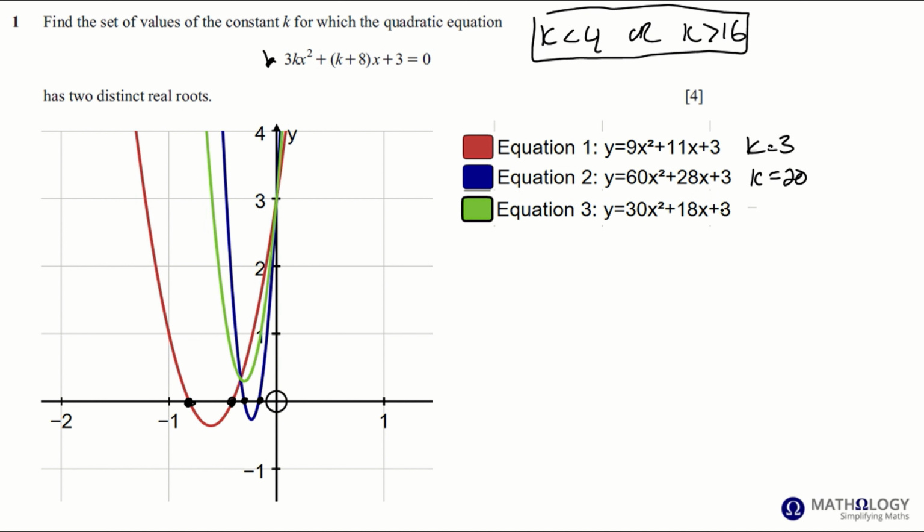And then the last quadratic, the green quadratic, is a value between 4 and 16. In this case, I chose a value of 10. And you can clearly see that the green quadratic does not cut the x-axis at all. It clearly lies above the x-axis, which means there are no x-intercepts. And this basically confirms the solution is correct.